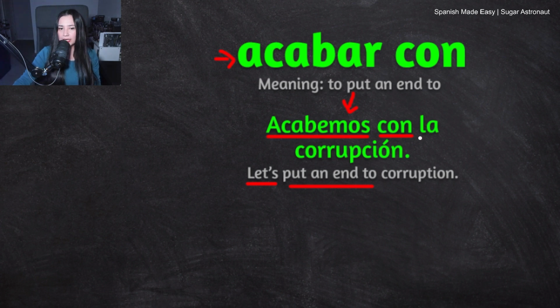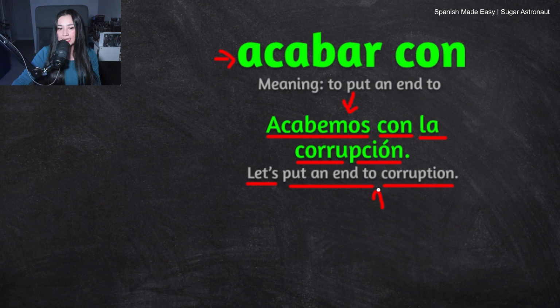So in this situation, we're talking about the noun corruption. Corrupción is a noun and it's feminine. It's not el corrupción, even though it kind of looks like a masculine noun. It's not a masculine noun. It is a feminine noun, and you need to use la if you want to say the corruption or just corruption in Spanish. So, acabemos con la corrupción. Let's put an end to corruption.